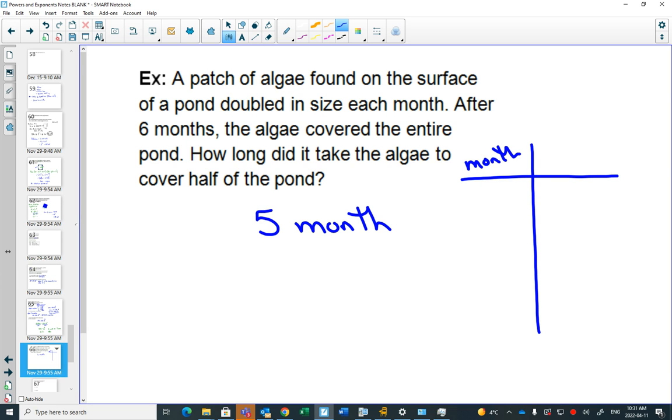Here we can put the month, and here we can put total covered. And at 6 months, all of it's covered. And if you're doubling every month, how much is covered in 5? Half of all, which would be half. So that's why it takes only 5 months.